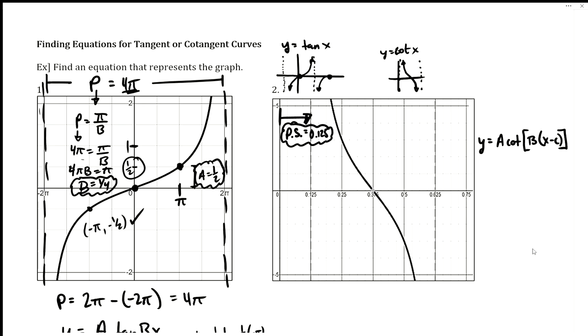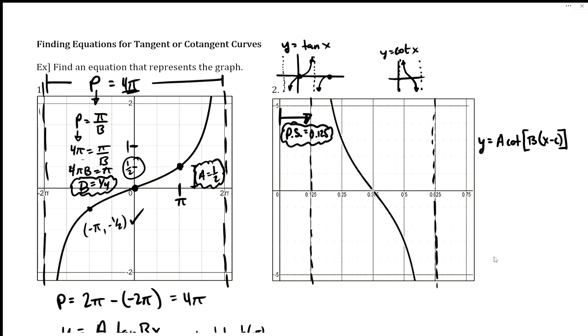And like always, these letters can change. Often they use K for B, or lowercase a and maybe H for C. So they can change those letters, but it's the same form still. All right, so we have that, and it is tough to see those asymptotes. So let me resketch them. Those are dashed lines there. Those are the asymptotes.